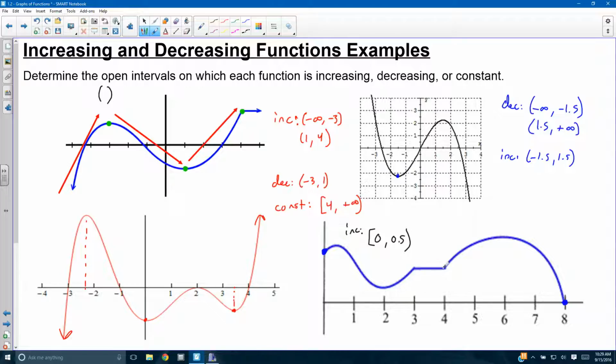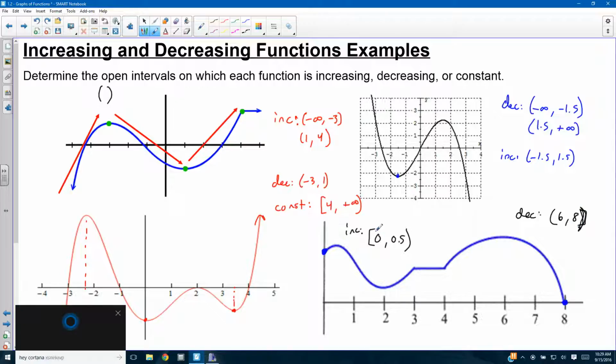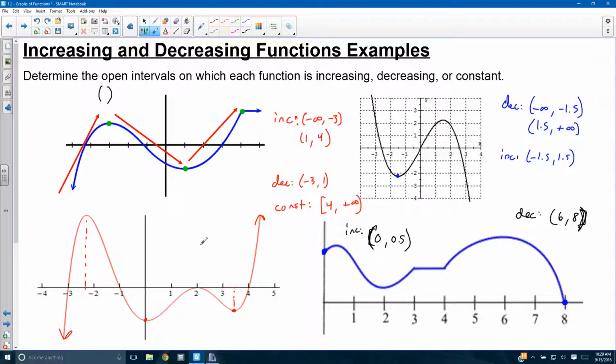Constant from 3 to 4. I assume including 3 to 4. Increasing from 4 to 6. Decreasing from 6 all the way to 8. So perhaps also including 8. Like so. You know what? Can you say it's decreasing at 8? Maybe you don't say it's decreasing at 8. I'm gonna err to the side of caution and just put open parentheses for those ones. The constant interval one, though, is a little different, right? In that case, because if it stops there, then it possibly could be considered to be constant there.